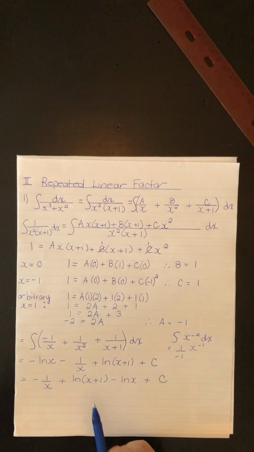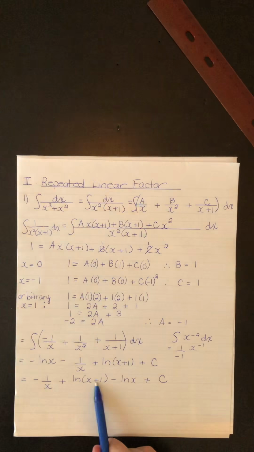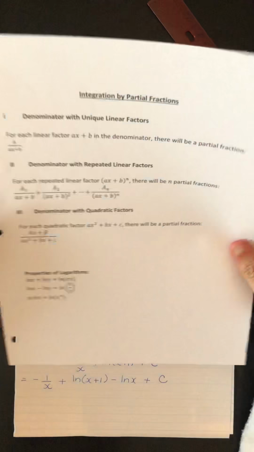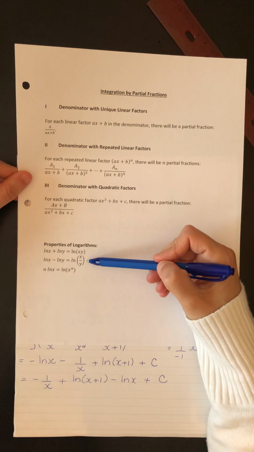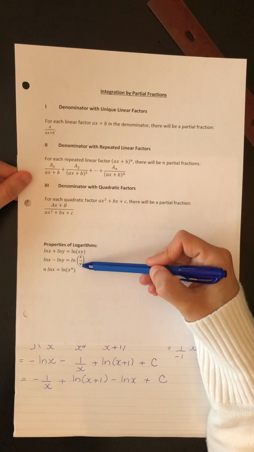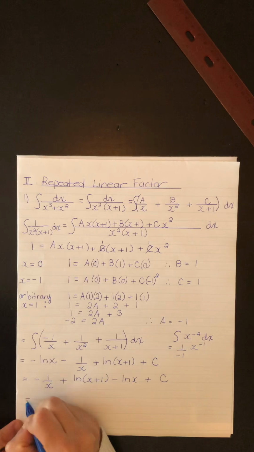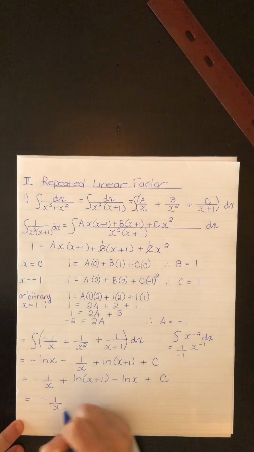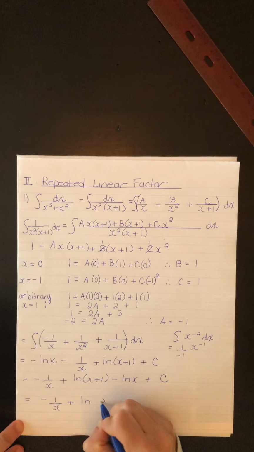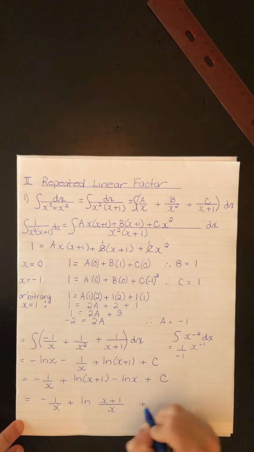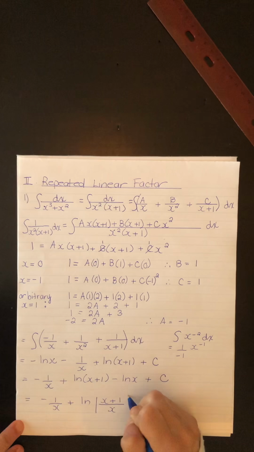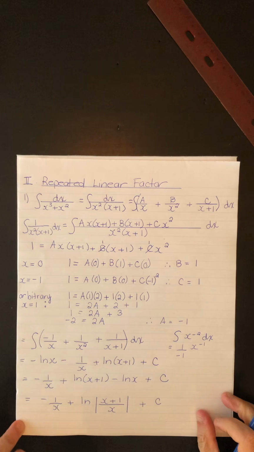And then to combine these logarithms, we use our properties. If we have a difference in logarithms, we combine and we get a quotient in the argument. So the result will look like this. X plus 1 will be over x. And it's nice if we can remember those absolute value signs.